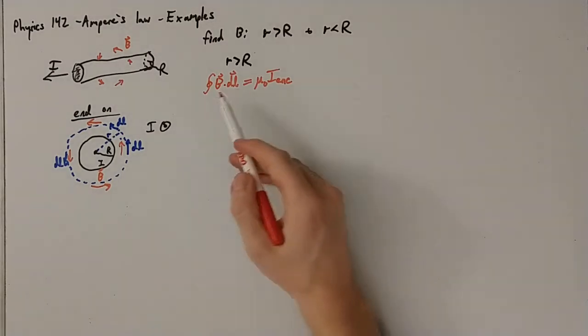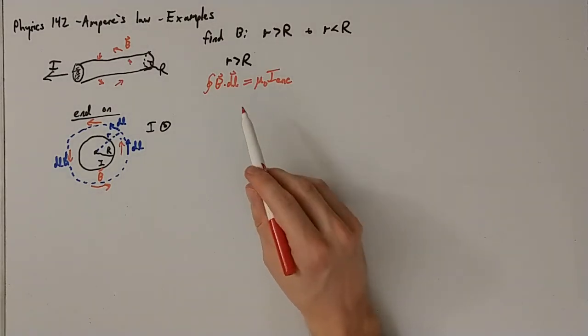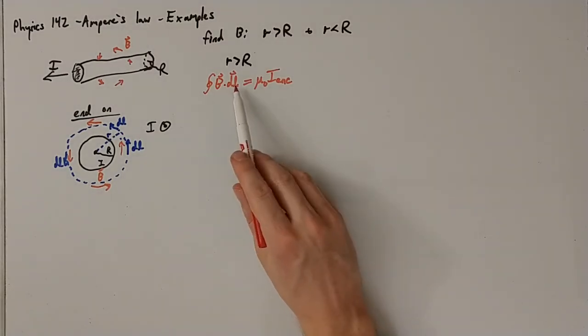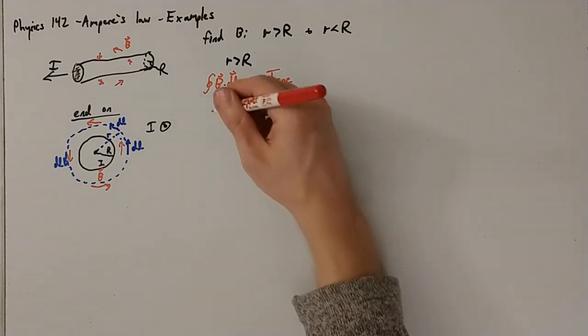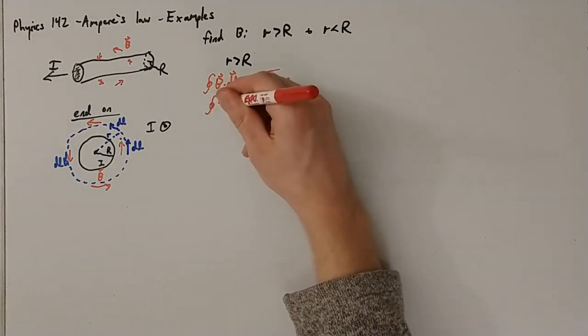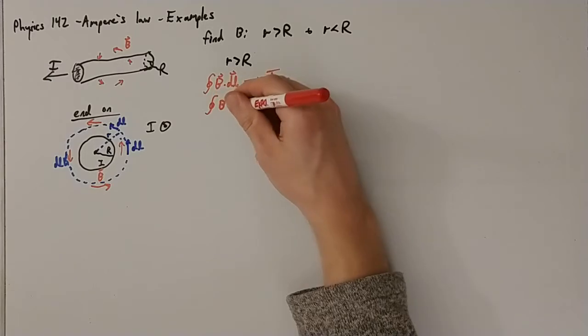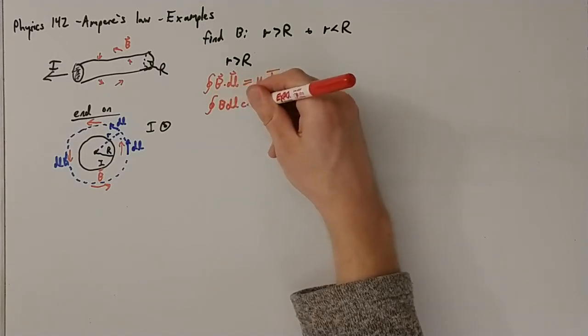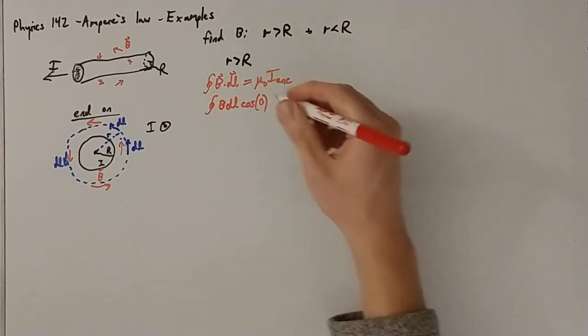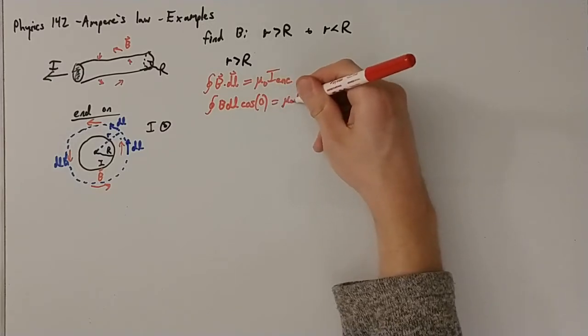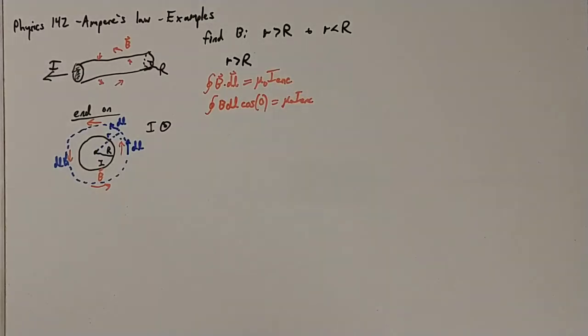And so now I can go ahead and take this dot product, and if I've chosen this right, B and dl are parallel. They're going in the same direction. And so I now have the integral of the magnitude of B times the magnitude of dl times the cosine of 0, that's the angle between them, is mu naught times I enclosed.